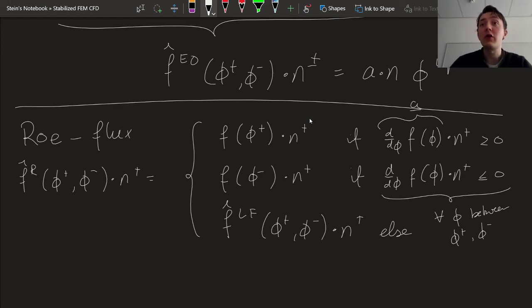That being said, certain characteristics that are true for the finite volume part of things do not hold for the discontinuous Galerkin side of things. And again, the example being that the Lax-Friedrichs flux is not necessarily limited to lower order convergence for the DG method.